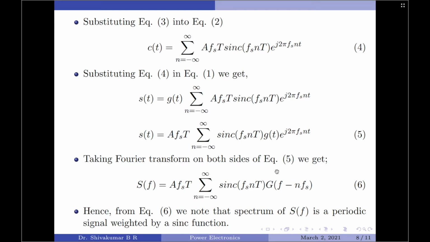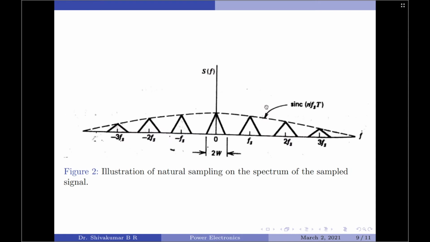So, by looking into this equation, we find that the spectrum S(f) of the sampled signal is a periodic signal because we have G(f minus n fs), but this signal is weighed by the sinc function given by sinc(fs n capital T). Figure here depicts the relationship between the original signal spectra G(f) and the sampled signal spectra S(f).